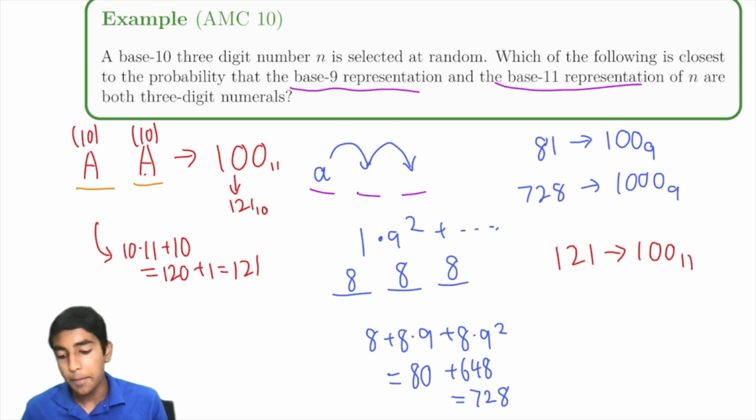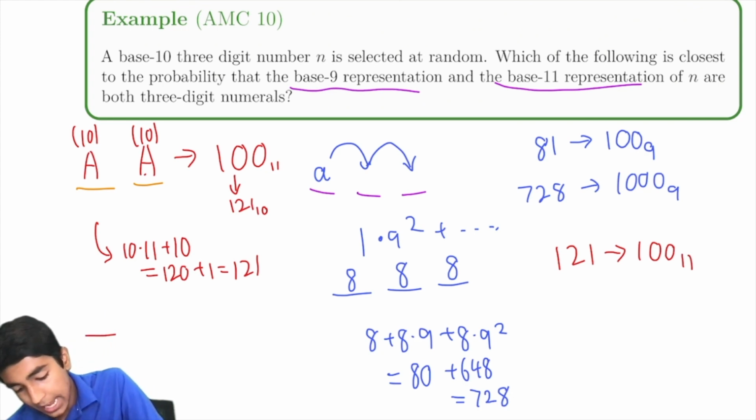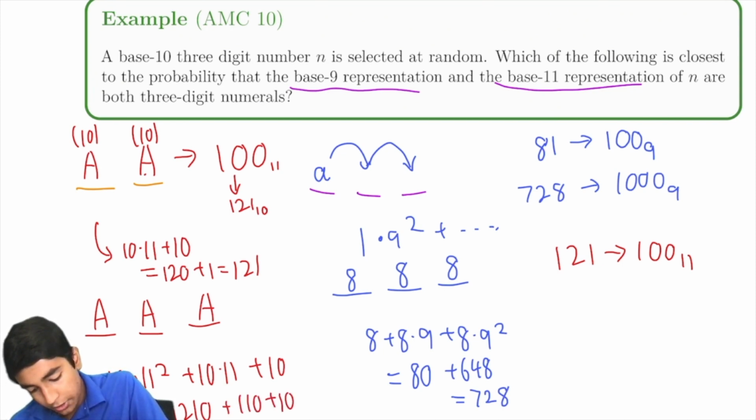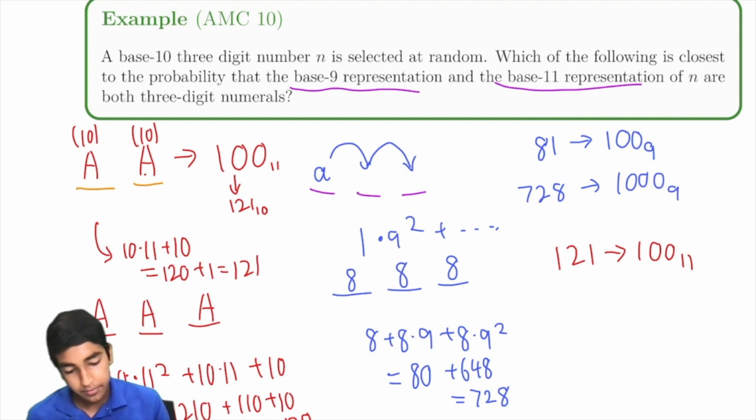What about the maximum? Again, it will have all 3 digits maxed out at A, which is 10. So 10 times 11 squared plus 10 times 11 plus 10. That's 1210 plus 110 plus 10, which is 1210 plus 120, which becomes 1330. So the maximum is 1330.